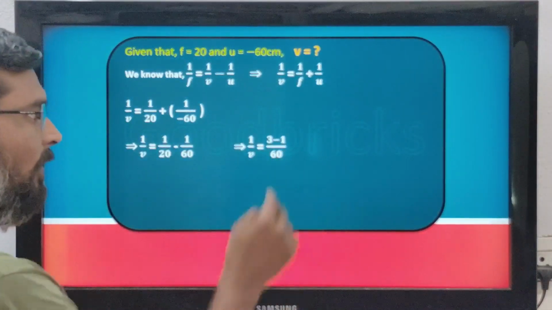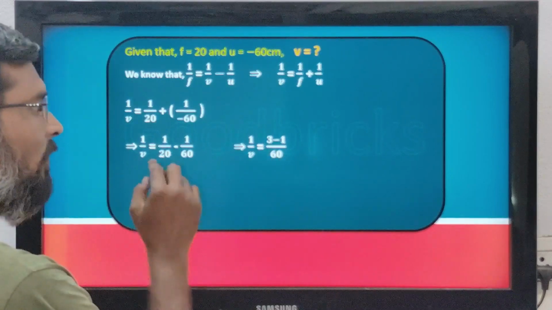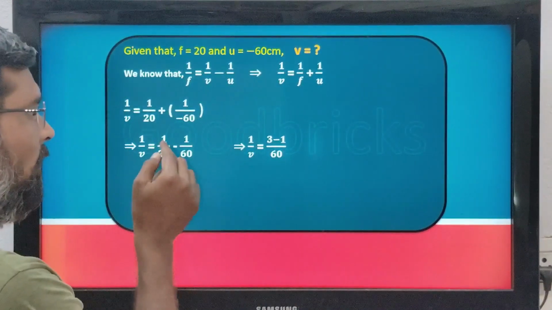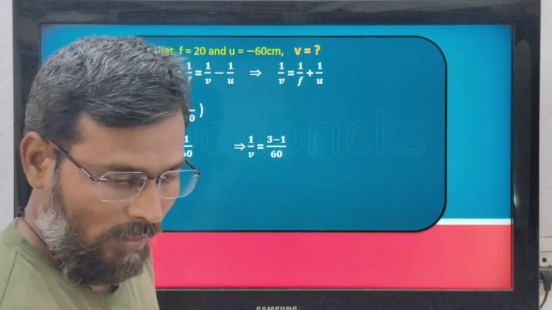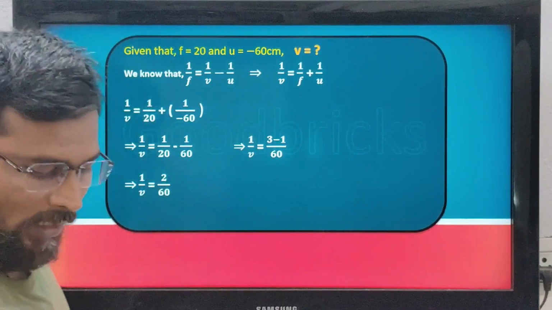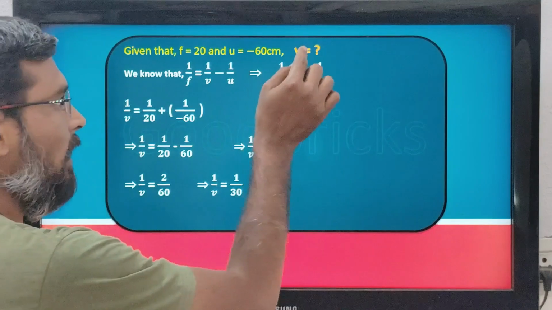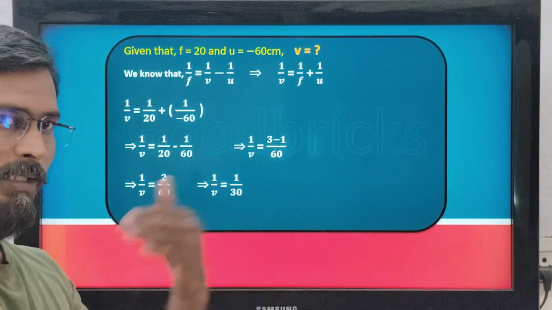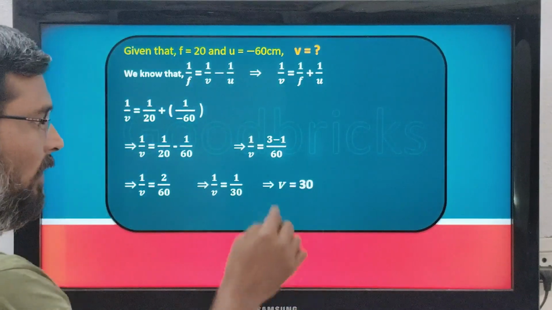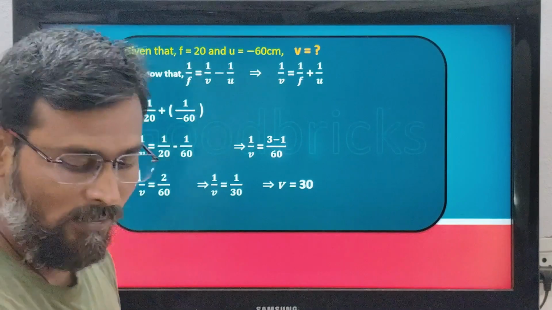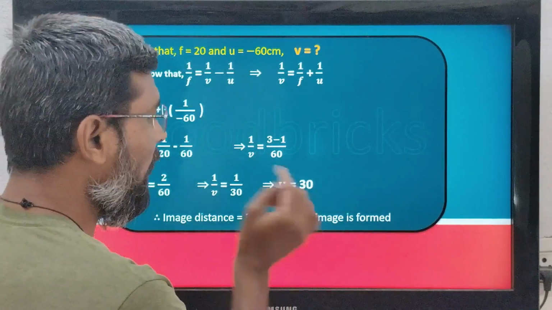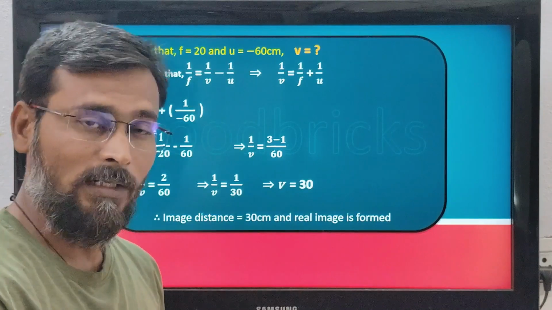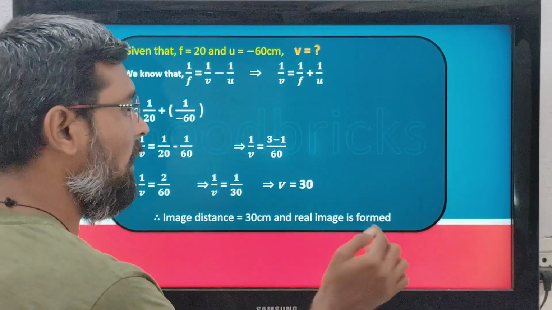After taking LCM, you can write (3 minus 1) by 60, because 20 into 3 is 60, so 3 into 1, 3. Similarly, 60 into 1, 60, so 1 into 1, 1. Now after simplification, you will get 2 by 60 and then 1 by 30. We want the V value, but we got 1 by V, so let us take the reciprocal of these two ratios, then you will get V is equal to 30. Finally, we got V, image distance, equal to 30 centimeters, and here no symbol is there, meaning plus, and plus means a real image is formed by the convex lens.